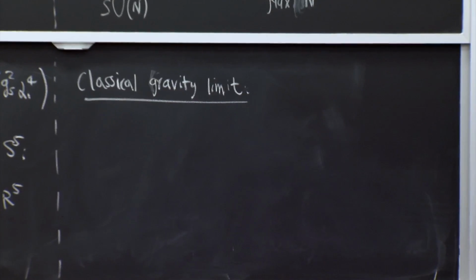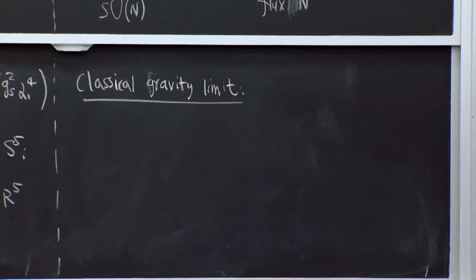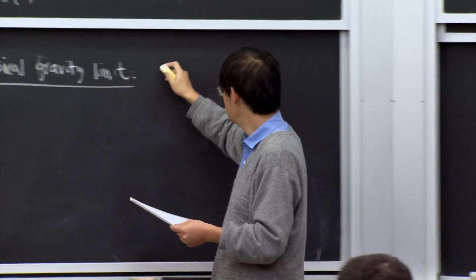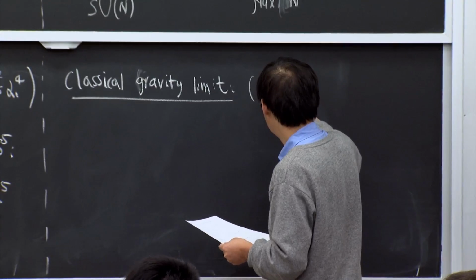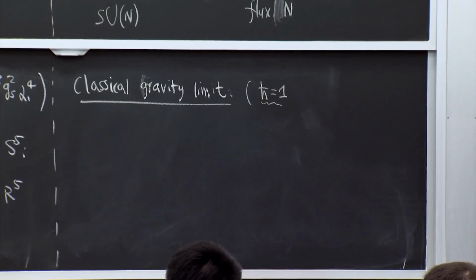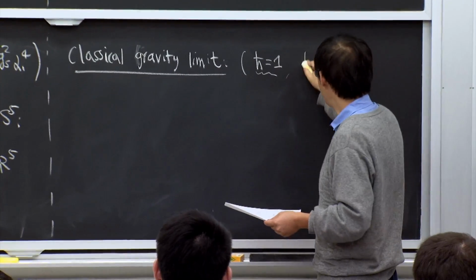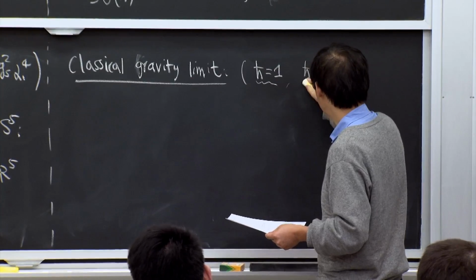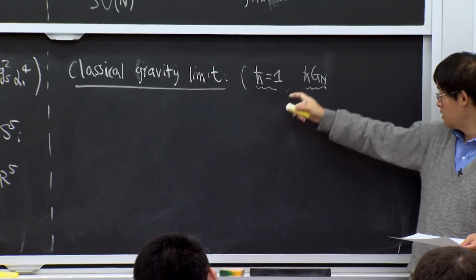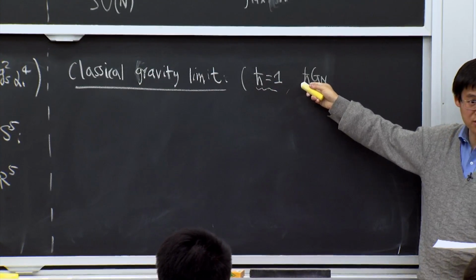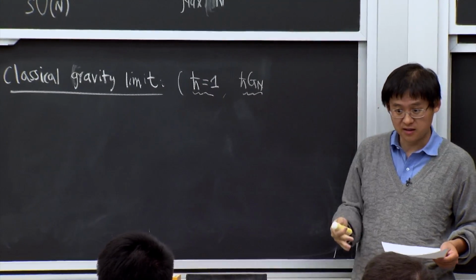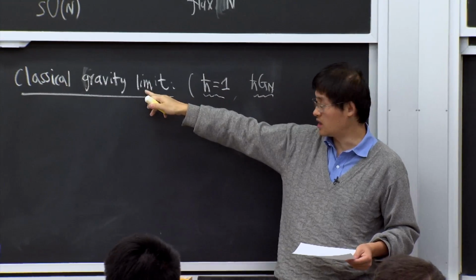As we discussed at the beginning of this class, we always use h bar equal to 1. So our h bar is always equal to 1. But quantum gravity is captured by this parameter h bar times G_N. So even though h bar equals 1, in the limit when G_N goes to 0, you are in the regime where you can ignore the quantum gravity effect. So that's what we mean by the classical gravity limit.